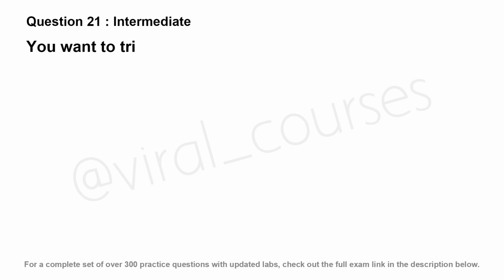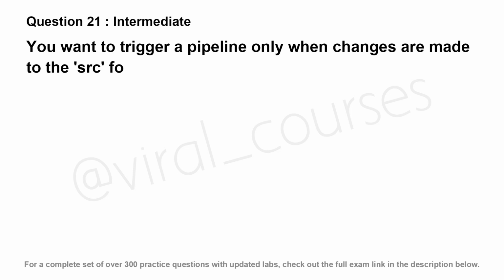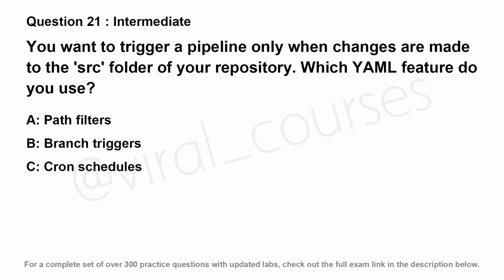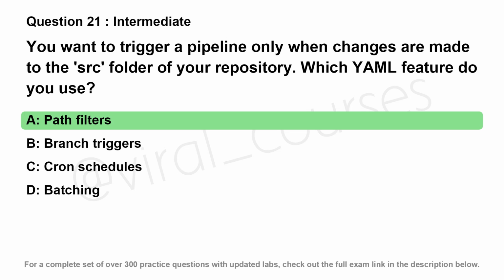You want to trigger a pipeline only when changes are made to the src folder of your repository. Which YAML feature do you use? Option A, path filters. Option B, branch triggers. Option C, cron schedules. Option D, batching. The correct answer is A.